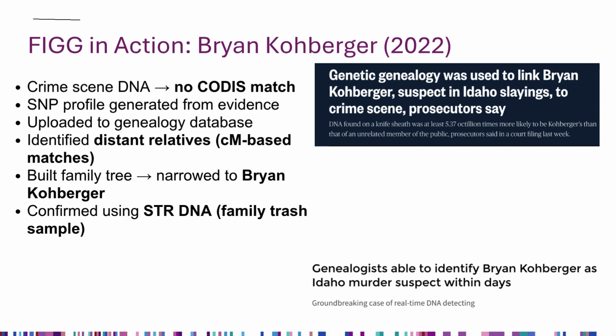The system identified distant relatives based on shared DNA, and that, again, is measured in centimorgans. And it also reflects that identity by descent, so shared common ancestors. Genealogists use those matches to build out the family tree, eventually narrowing the pool of possible individuals and zeroing in on a family line in Pennsylvania. Ultimately, this process led investigators to Bryan Kohberger as a suspect.